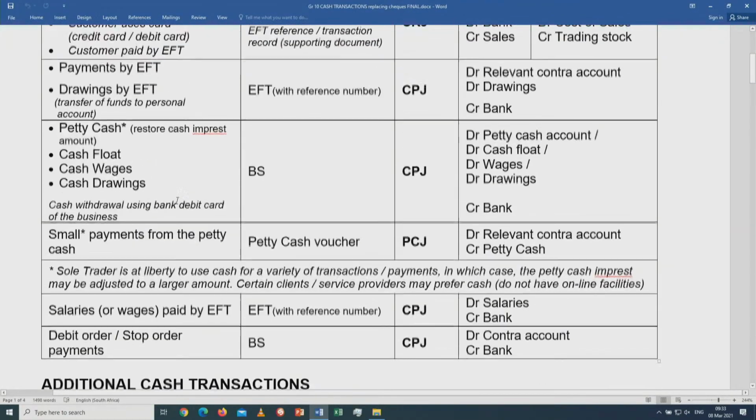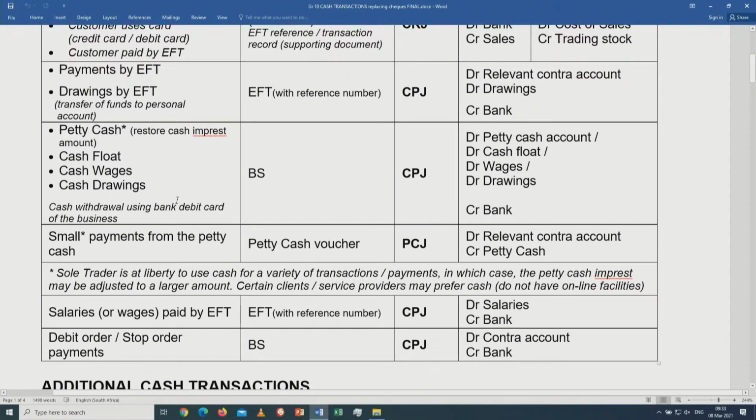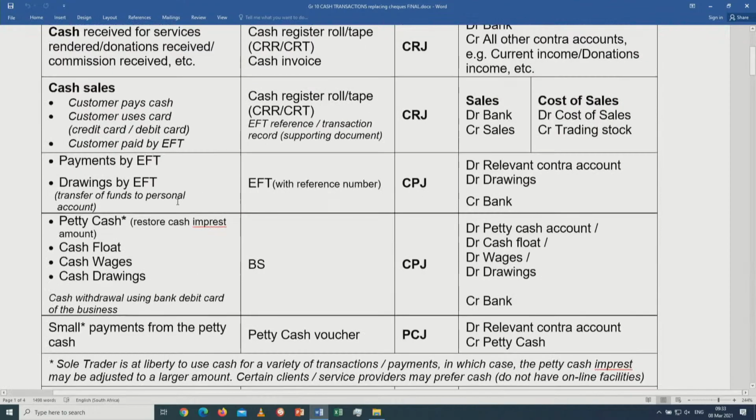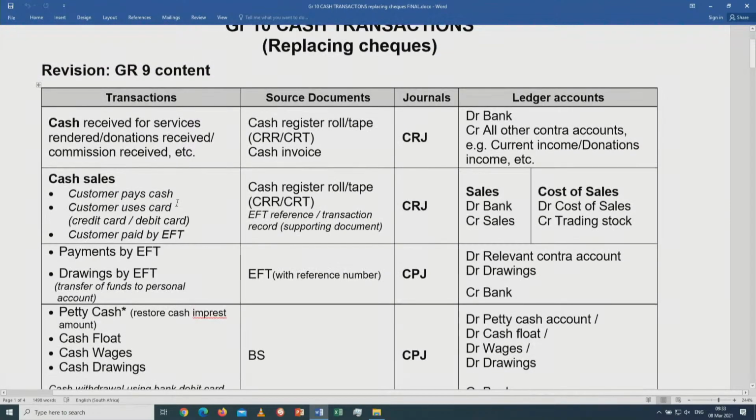Payment by EFT. When you're talking about payment by EFT or drawings by EFT, that is a transfer of funds to a personal account. So when you check here, the source document that you must use is the EFT with the reference number. Cash payment. Why cash payment? Because you have paid or you have done a drawing. So the relevant ledger accounts will be debit the relevant contra account.